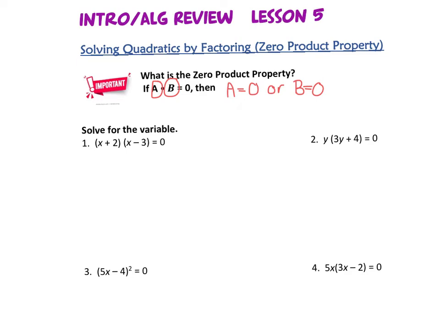Now keep in mind, this is not going to be true for any other product that you would get. So if I had a times b equals 6, there's an infinite amount of possibilities what a and b could be. It doesn't mean that a has to equal 6 or b has to equal 6. That's not true, because it could be 2 and 3, right? It could be 12 and a half. Those multiplied together is 6. So this is only true if your product of two factors or more is going to equal 0, okay? Then one of them has to equal 0.